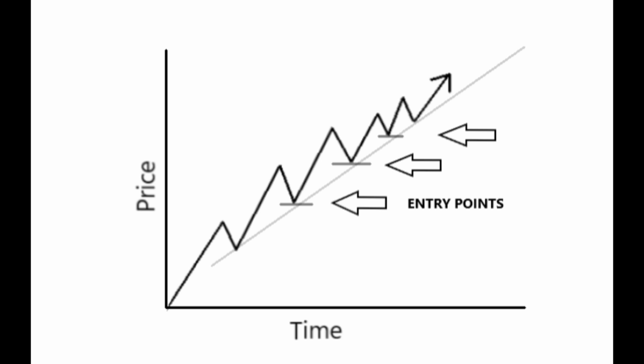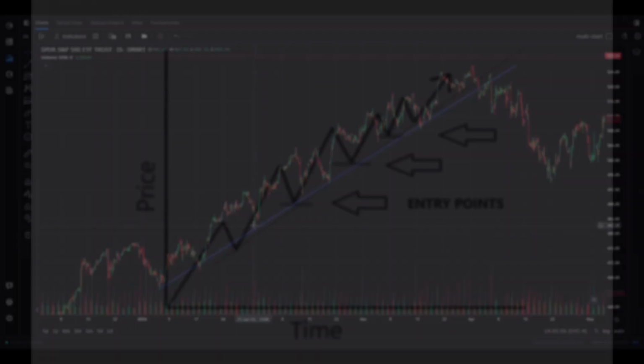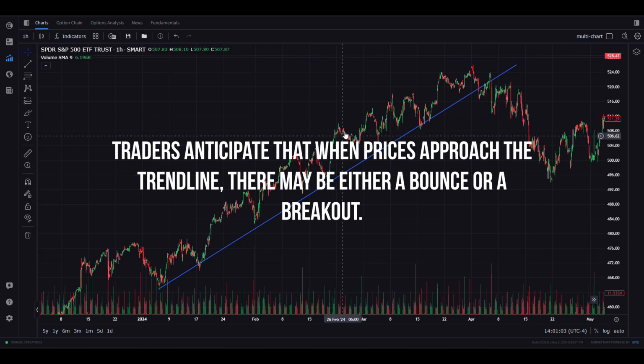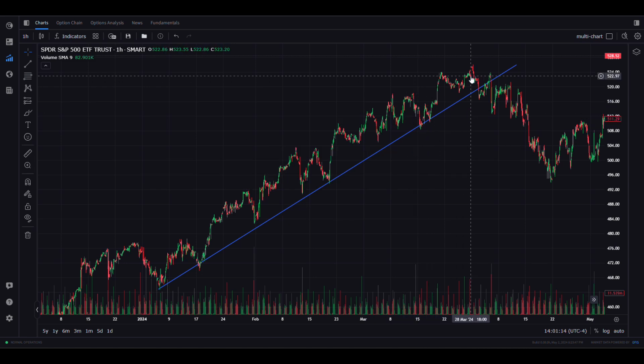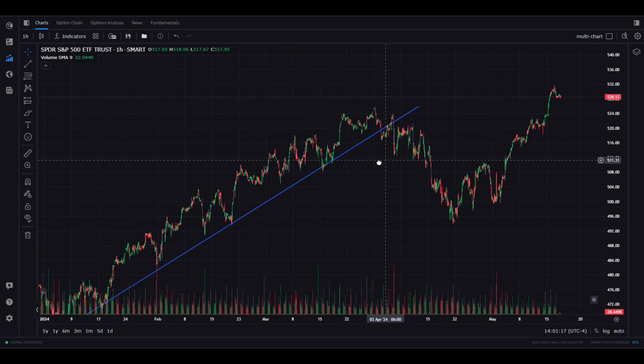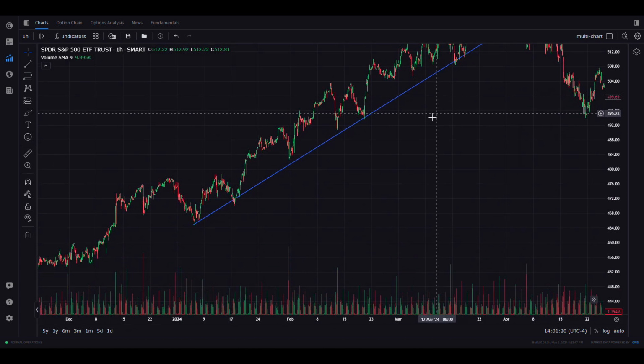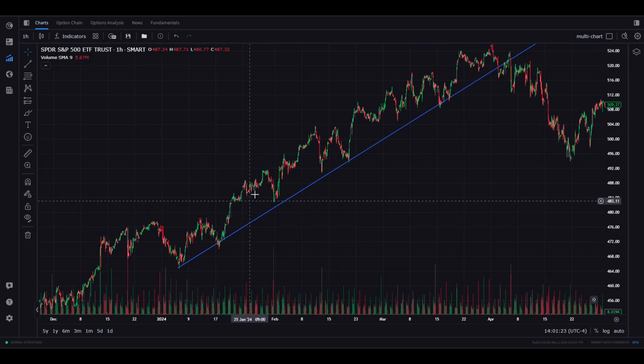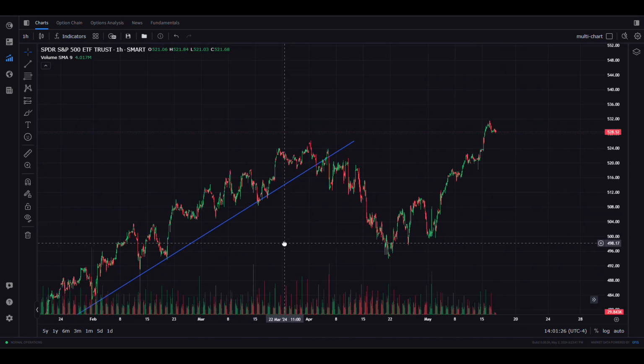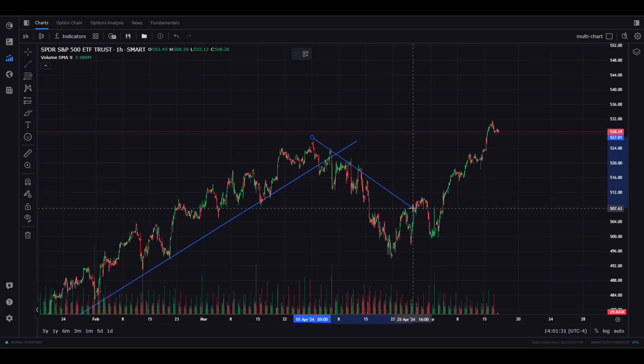Traders often look to enter trades near uptrend lines in uptrends or downtrend lines in downtrends, anticipating a potential bounce or breakout. The rationale behind entering trades near these trend lines lies in the anticipation of potential price reactions. Traders anticipate that when prices approach the trend line, there may be either a bounce or a breakout. A bounce occurs when prices reverse direction after touching the trend line, while a breakout signifies a decisive move through the trend line. In most cases, traders entering trades near uptrend lines in uptrends aim to capitalize on potential bounces, expecting prices to continue rising after touching the uptrend line.